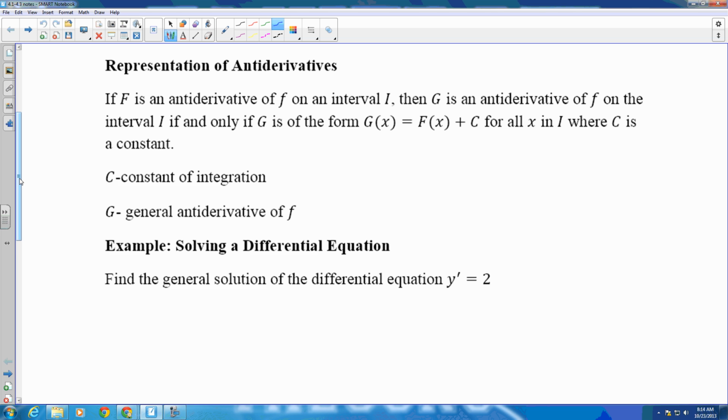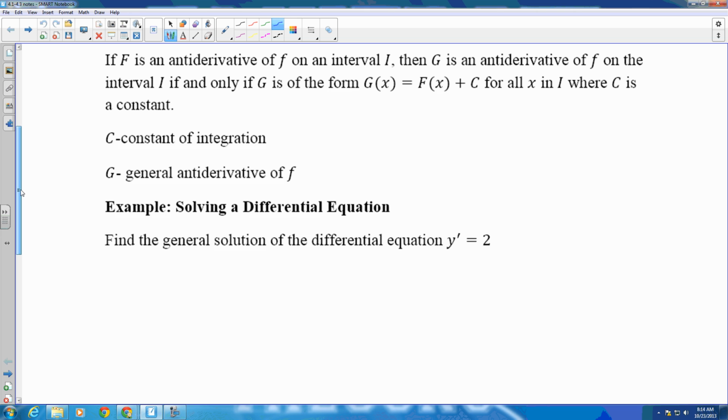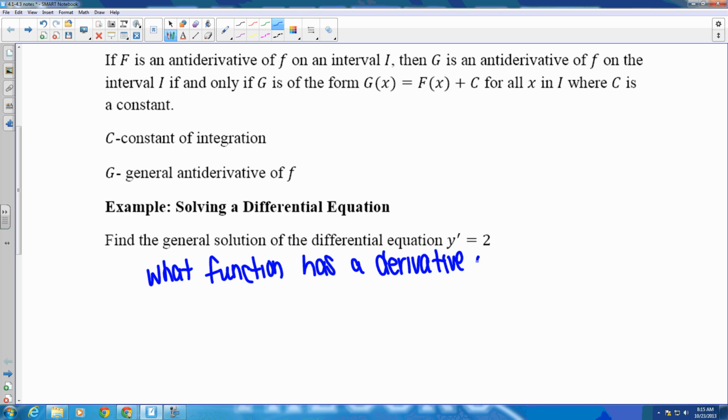You're always going to add on a constant c, because in this first example, we're trying to figure out what function has the derivative of 2. That's probably what we're trying to figure out. So thinking back to all that we've done with derivatives so far, we're thinking, okay, what do we have to take the derivative of to get 2 as an answer? So our answer for y is 2x.